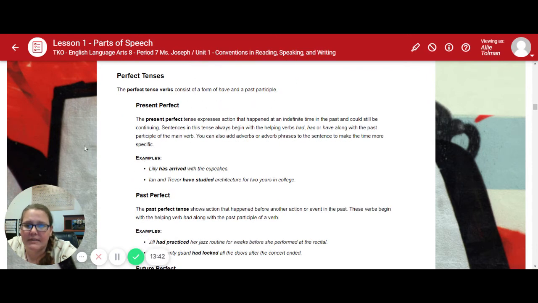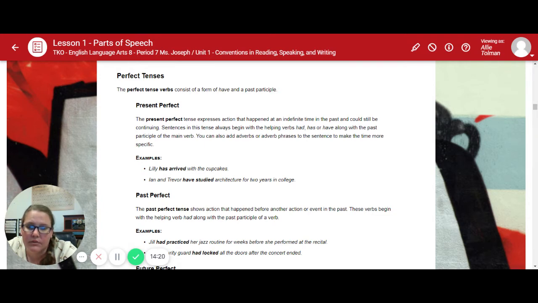Now, perfect tenses. The perfect tense of a verb consists of a form of have and a past participle. Present perfect. The present perfect tense expresses action that happened at an indefinite time in the past and could still be continuing. Sentences in this tense always begin with helping verbs, had, has, or have, along with the past participle of the main verb. You can also add adverbs or adverb phrases to the sentence to make time more specific.